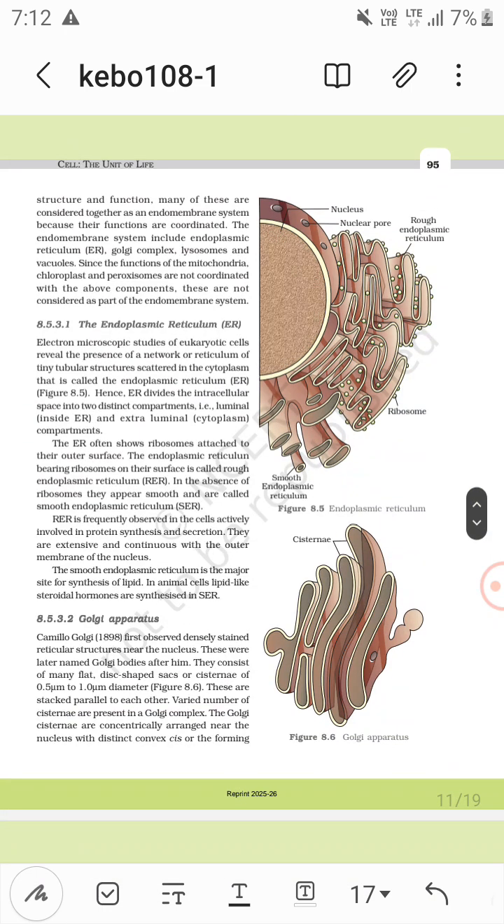In the endoplasmic reticulum, there is smooth endoplasmic reticulum and rough endoplasmic reticulum. Rough endoplasmic reticulum is frequently observed in cells actively involved in protein synthesis and secretion. They are extensive and continuous with the outer membrane of the nucleus. That's it.